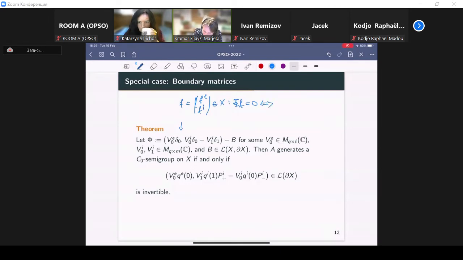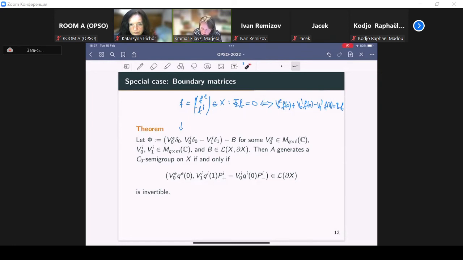Now, if phi is the matrix given below, then we can write it like this. F_ext(0) plus V_0 I F_int(0) minus V_1 I F_int(Y) equals some BF for some bounded operator B. You see, these are matrices. So these are now boundary conditions for some matrices V_0, V_1, E or I.